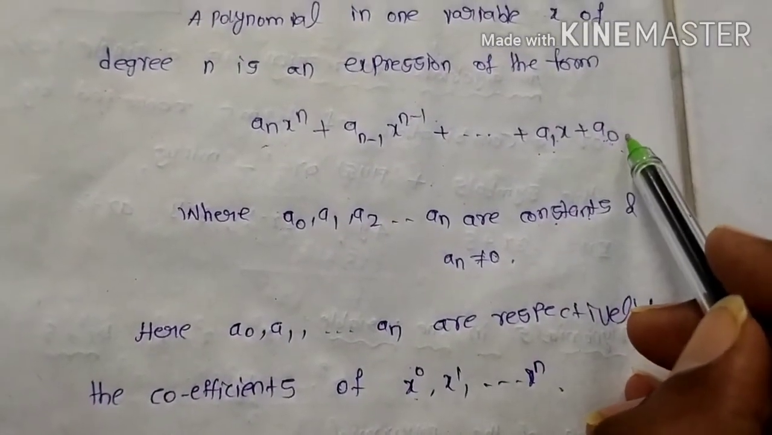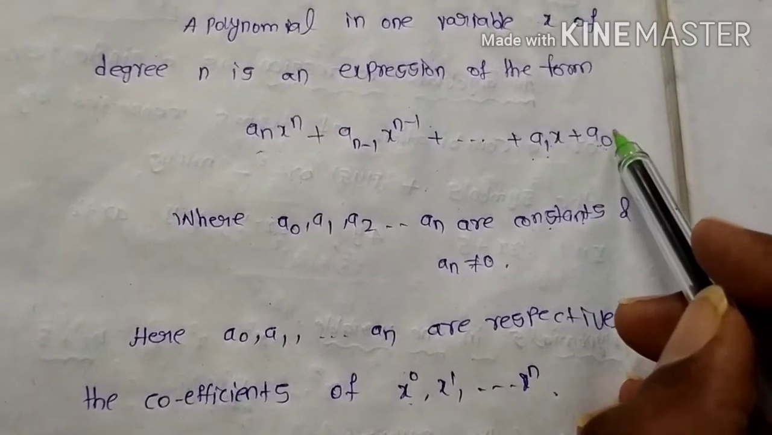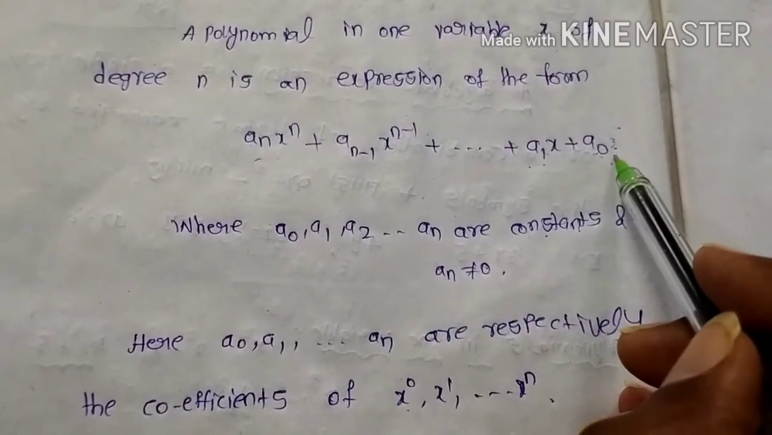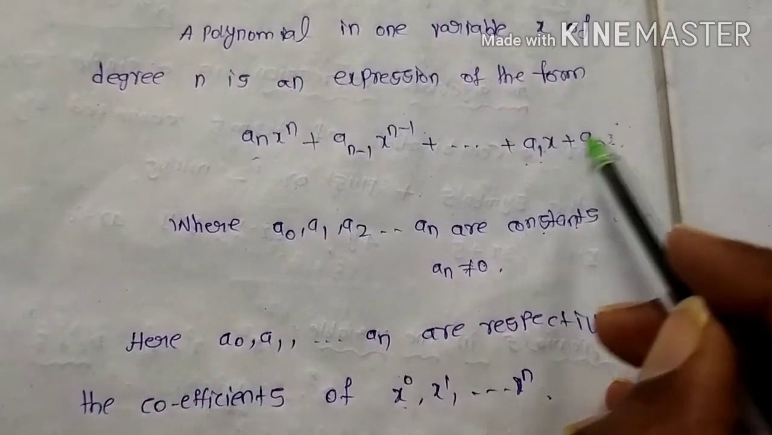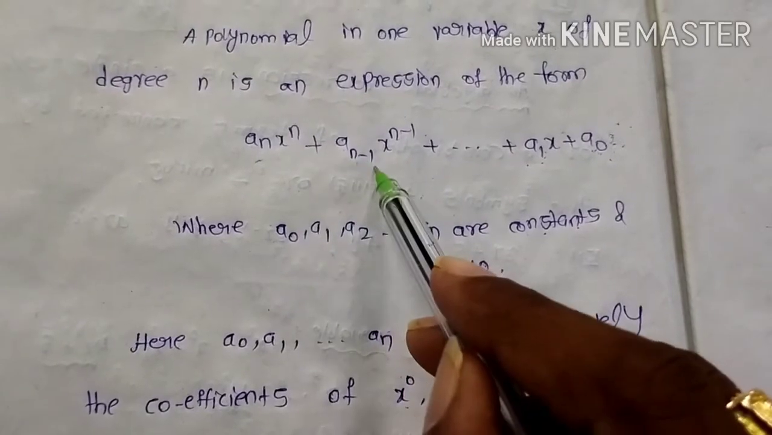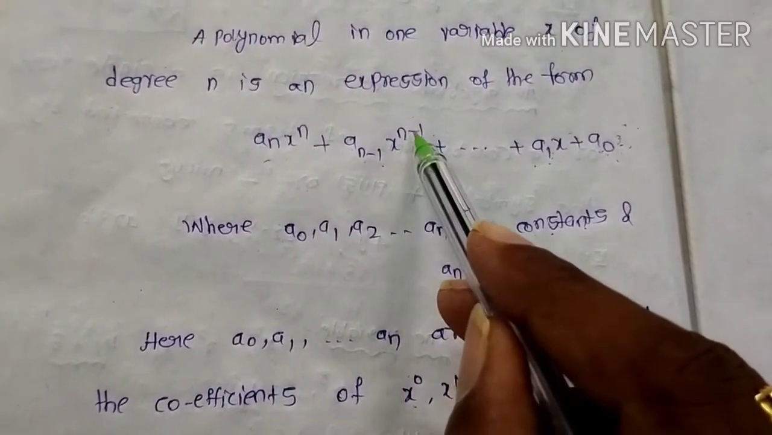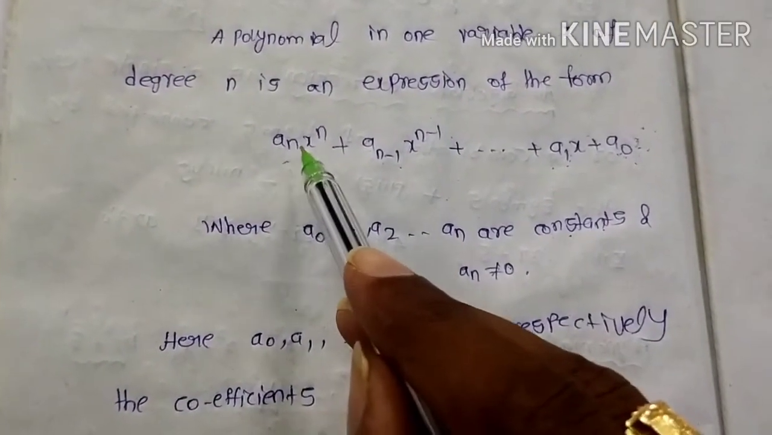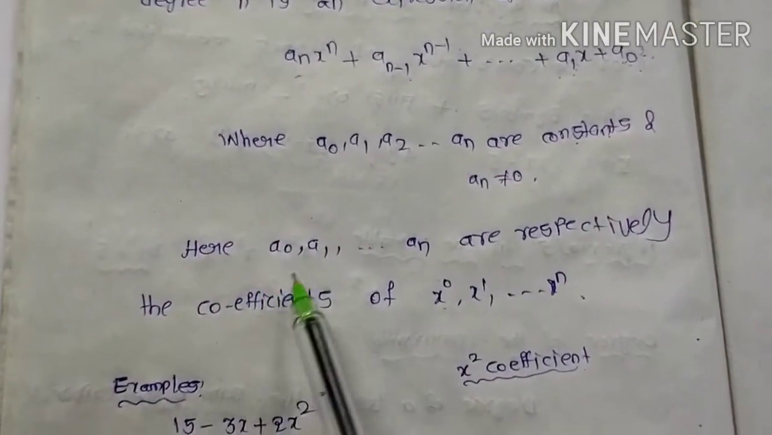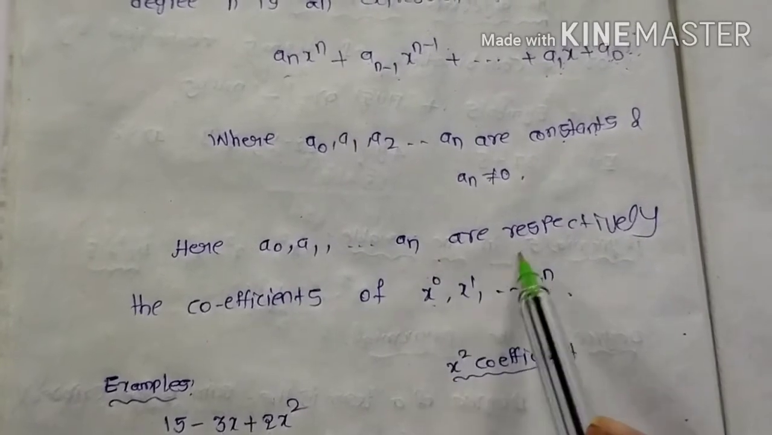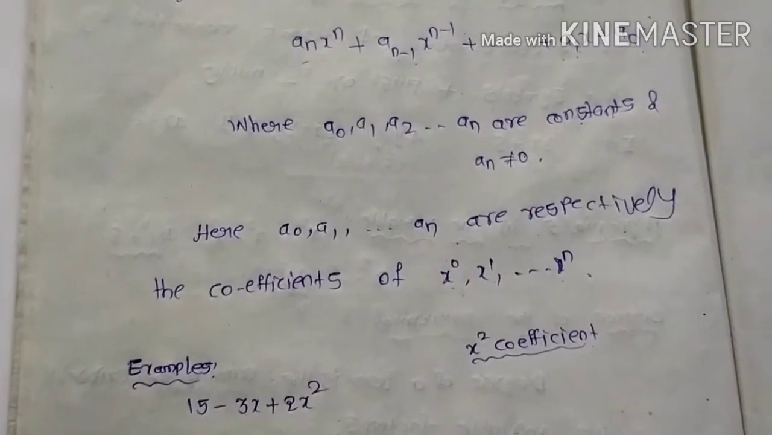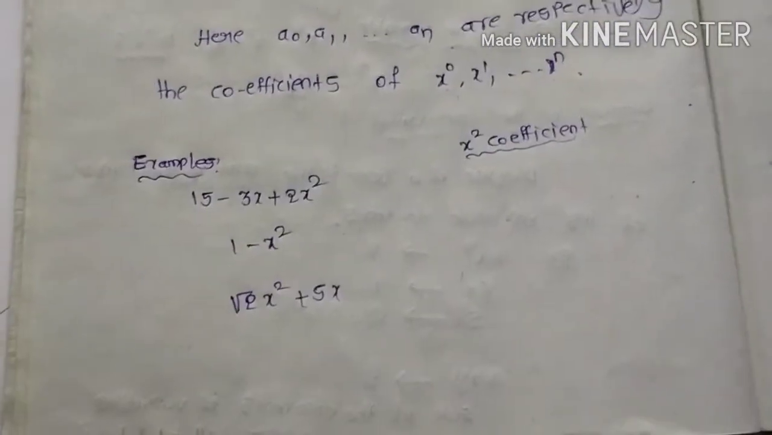Are you having any x term in the last one? No x term. So can I take x power 0, or not? So a0 is the coefficient of x power 0. a1 is the coefficient of x power 1. a_(n-1) is the coefficient of x to the power n minus 1. a_n is the coefficient of x to the power n. So that is what I mentioned here: a0, a1, a_n are respectively the coefficients of x power 0, x power 1, x to the power n. Now you can try to understand the examples.